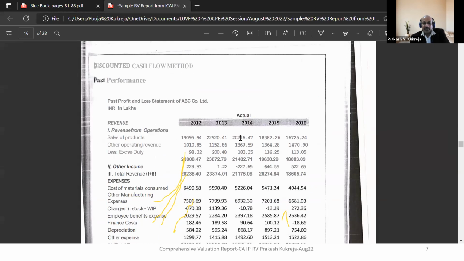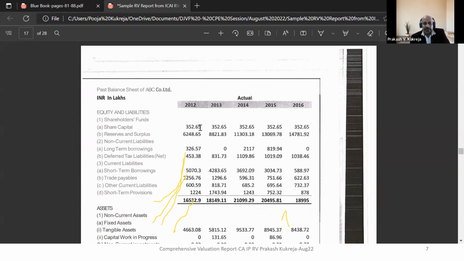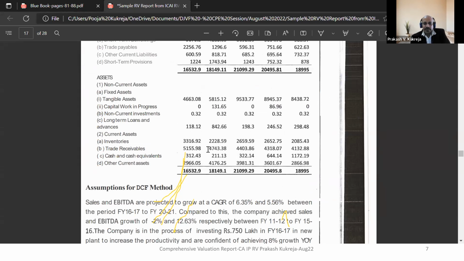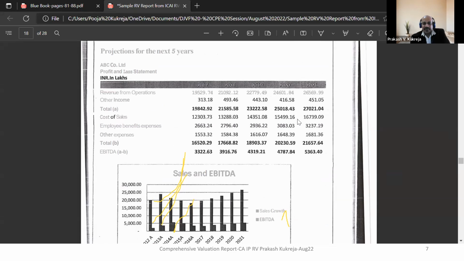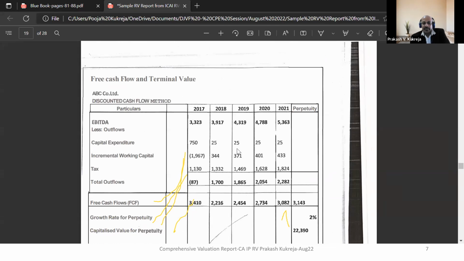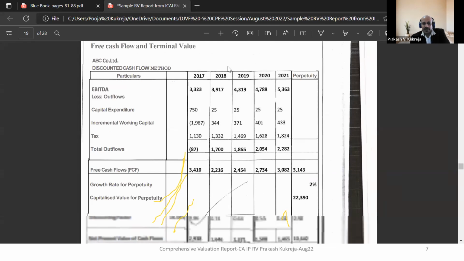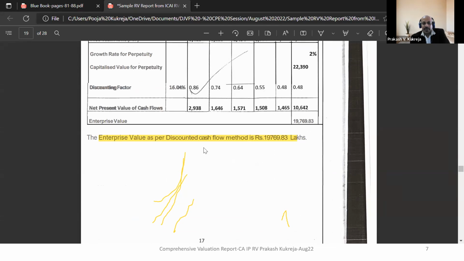This is the information provided for past performance, historical information for the balance sheet, P&L, everything. What are the assumptions in terms of the future period? Then you would see the future projections for the next 5 years. This gives a good perspective about the total EBITDA and all that. Then there is a graph also representing it. Then the RV has calculated the FCFF over here, or maybe the management did it and the RV would have validated it, and this is the terminal value. The value is around 19,000, let's say 20,000 lakhs. So the enterprise value as per DCF is around 20,000 lakhs.